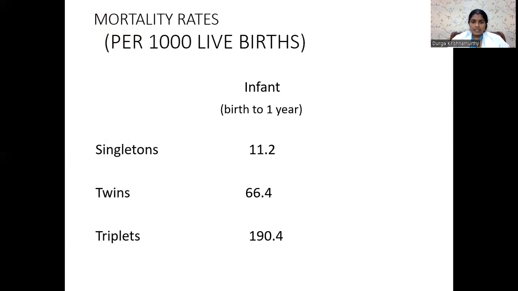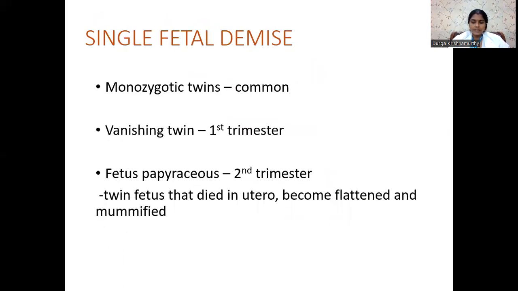The risk of mortality per 1,000 live births, that's the infant mortality rate, is high as the order of pregnancy increases. In singleton, it is only 11.2. In twins, it is 66, and in triplets, it is 190 per 1,000 live births.